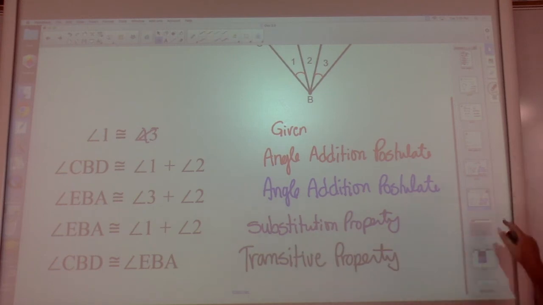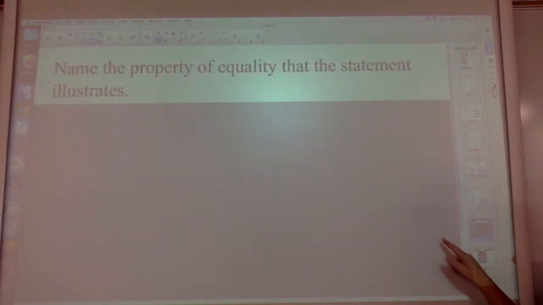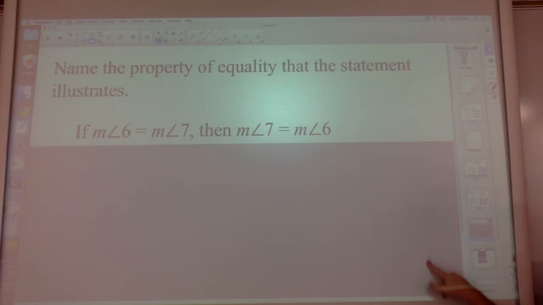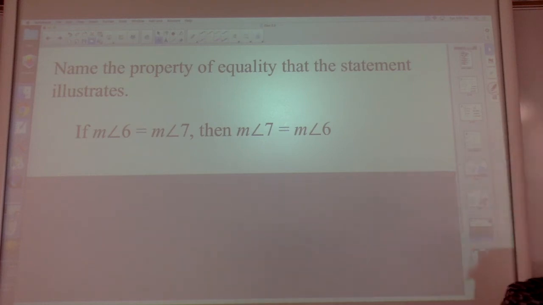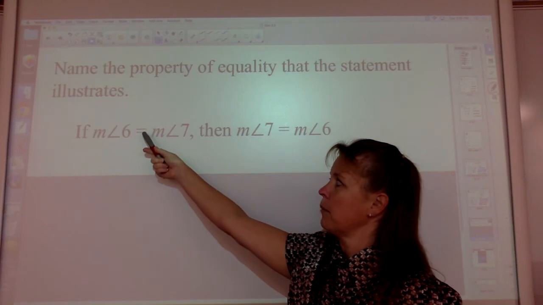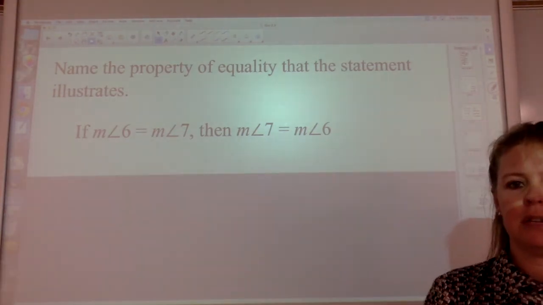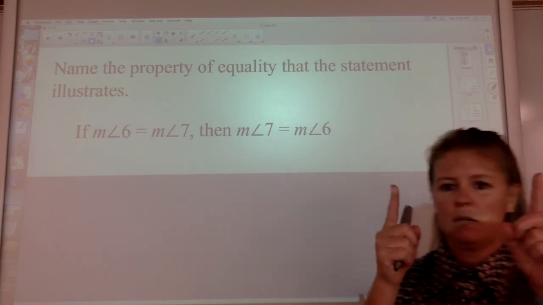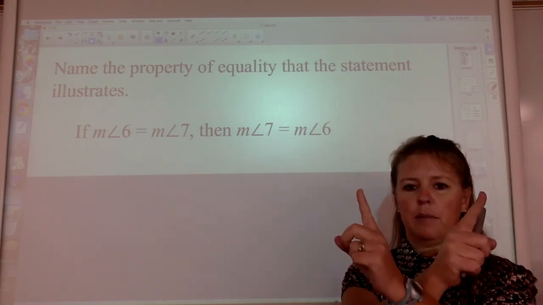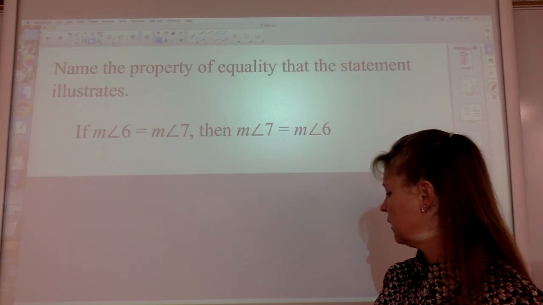All right, I realize this is getting a little bit long. We're going to finish up this last page. Name the property of equality that the statement illustrates. If the measure of angle 6 is equal to the measure of angle 7, then the measure of angle 7 equals the measure of angle 6. Remember, we use equals anytime there's an M for measure. Go find that on your cheat sheet. Write it down. Why can you take 6 and 7 and flip them and make 7 equal to 6?